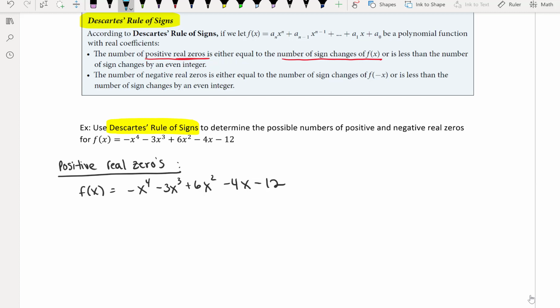I'm going to count how many times it changes. By changes, I mean from negative to positive or positive to negative. So negative to negative, no sign change. Negative to positive, ooh, the sign changed. Positive to negative, that's an opposite, that changed. Negative to negative, that did not change. So I have a total of 2 sign changes.